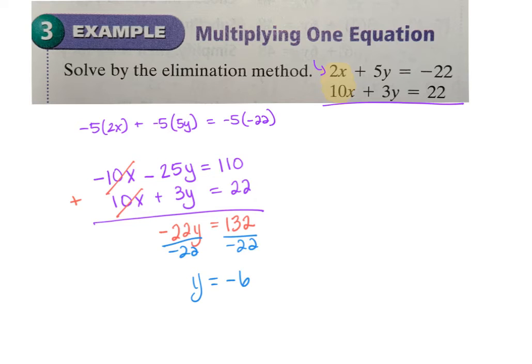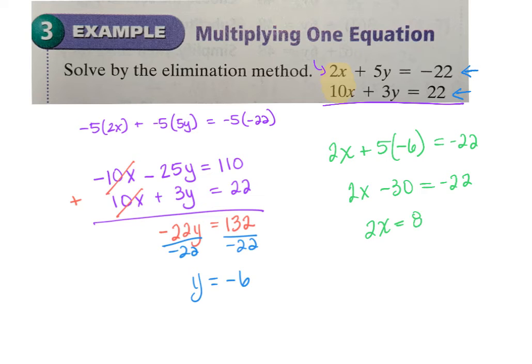Now that I know my y, I'm going to go back to my original equations. Because what did I do is I created bigger numbers. So I want to go back to one of my original equations, either one of my original equations here, to solve for my x. So 2x plus 5, and instead of y, I'm going to write -6. Equals -22. So 2x minus 30 equals -22. Add my 30. 2x equals 8. Divide by 2. X equals 4. All right. It would be 4, -6. You would catch that when you plugged it back in, right? 4, -6. All right.